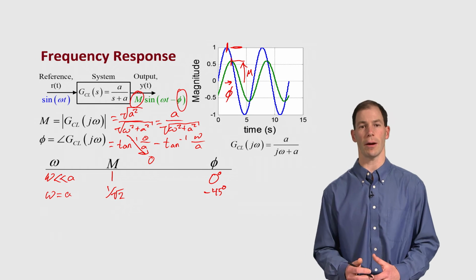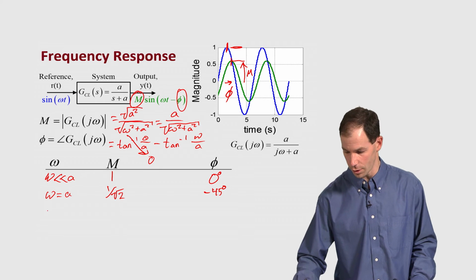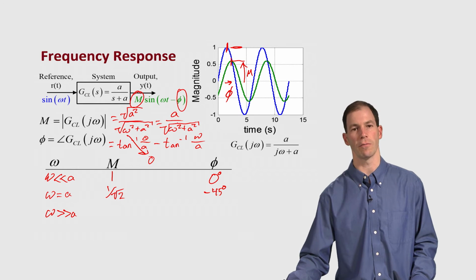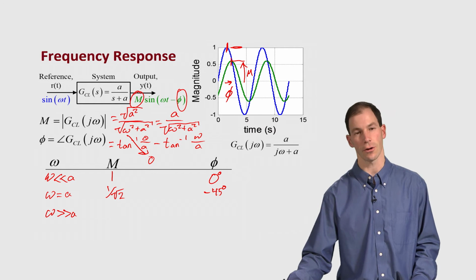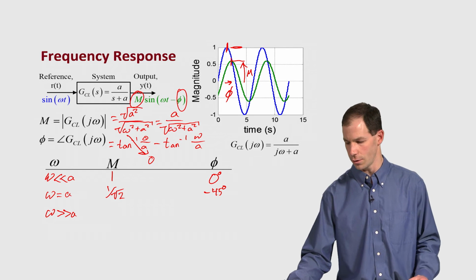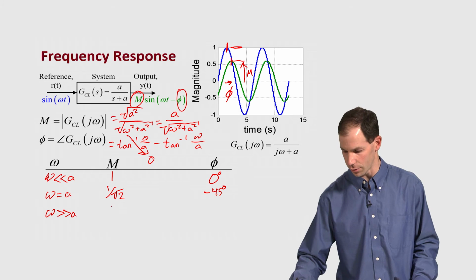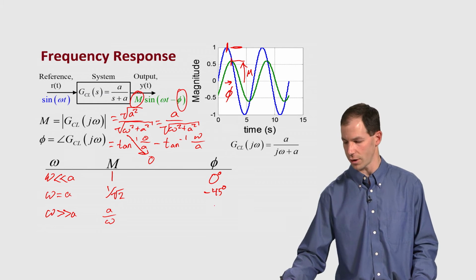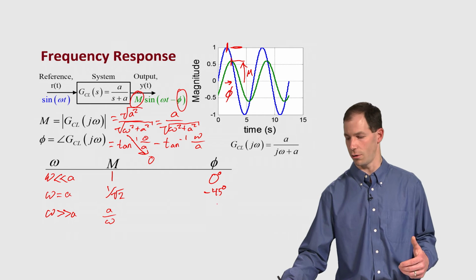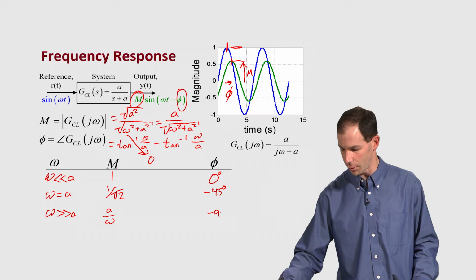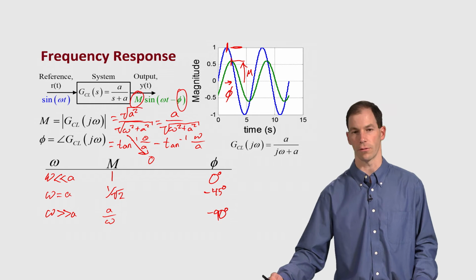And finally we say, what happens when omega gets very large? In that case, omega is much greater than a. And as I plug in my numbers now in the denominator of my magnitude here, this a squared is not going to play much of a role, so I end up with a over omega squared and the square root of that, so a over omega. And finally I do the same thing for the phase angle, and I get inverse tangent of a very large number, and that goes to 90 degrees, so minus 90 degrees for the phase angle.